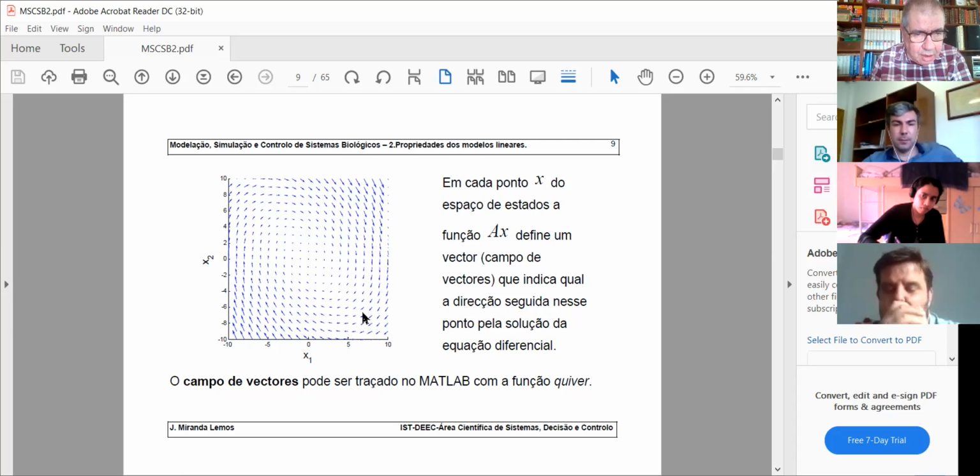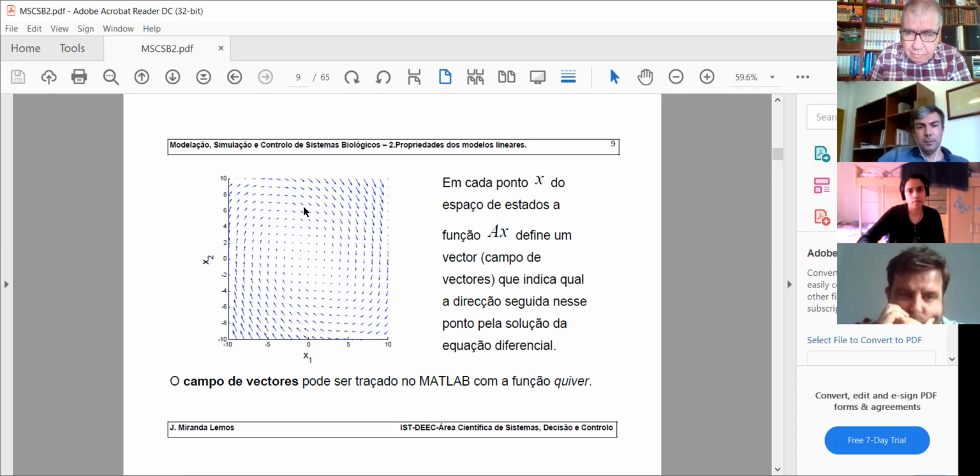If you are here, left and down. So you are doing something like turning around. We call Ax a vector field, and an equation is actually defined by a vector field. A vector field is nothing more than putting a vector at each point in state space.